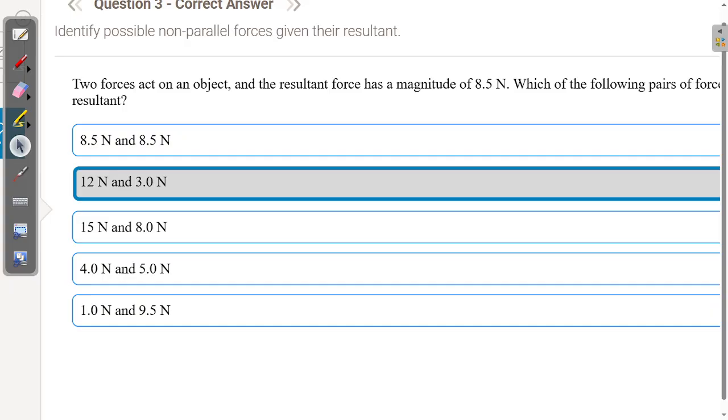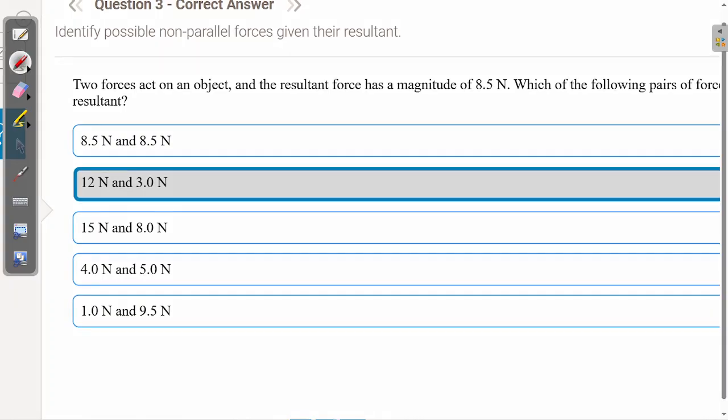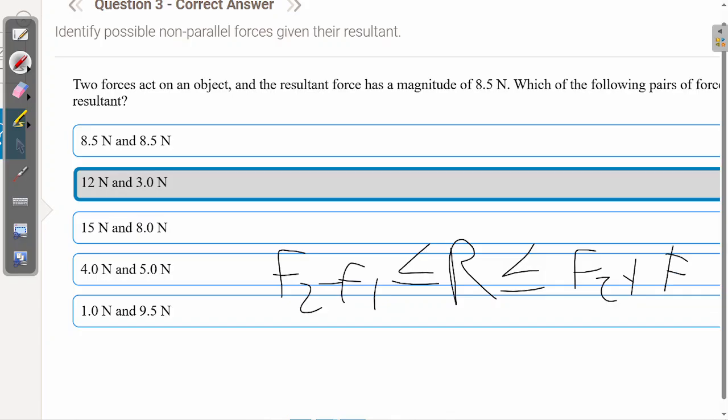Okay, so this question is a little weird, but all you need to know is that the resultant has a range. It has to be greater than the subtraction of the two forces and less than the addition of the two forces. So you have to check with each one. 8.5 minus 8.5 is 0, and then when you add them it's like 17, and this is true, so it can produce this resultant.